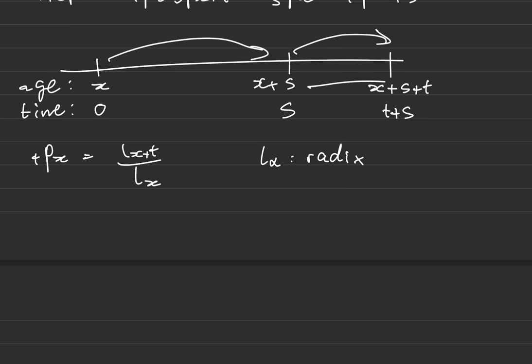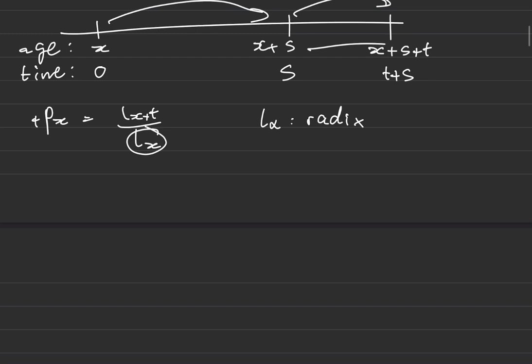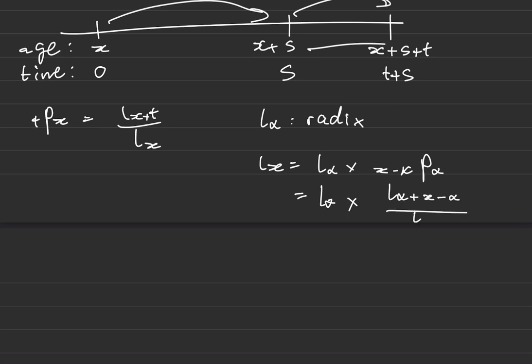Okay, so in order to get Lx, we would say Lx is equal to L alpha times (x minus alpha) p alpha. If you don't believe me, I'll just quickly expand this. So this is L alpha, and then this here will be L alpha plus x minus alpha, divided by L alpha. So those two will cancel, and those alphas will cancel, and the right hand side will just be equal to Lx. Okay.